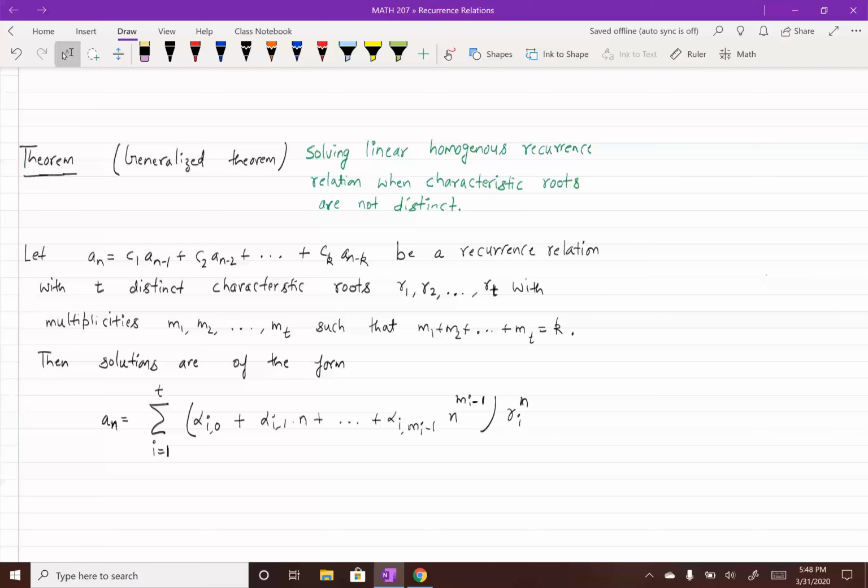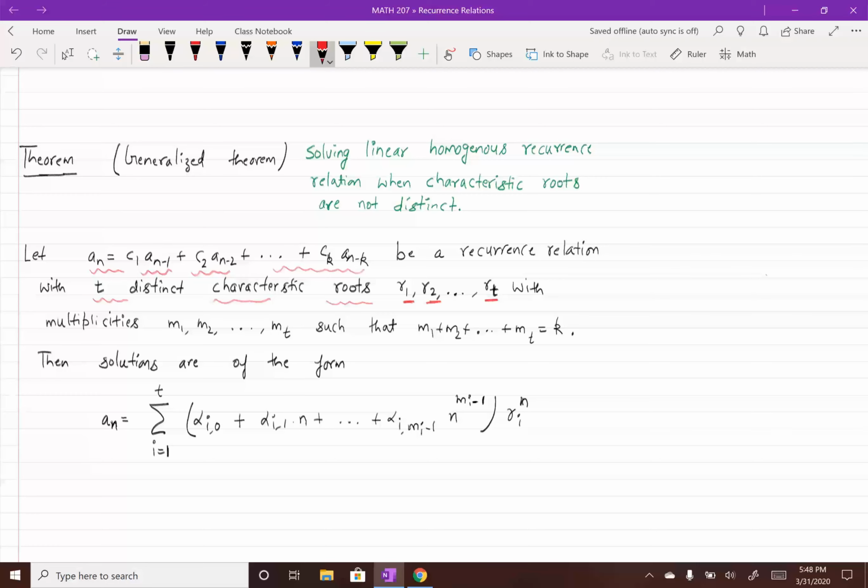So the result of this theorem says: let a of n equal c1 times a of n minus 1 plus c2 times a of n minus 2, and all the way up to ck times a of n minus k, be a recurrence relation. It is going to be a recurrence relation of degree k, and it has t distinct characteristic roots r1, r2 up to rt.